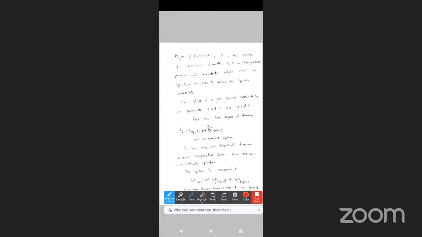And let us understand the degrees of freedom. It is the number of independent variables such as temperature, pressure, concentration, or composition, which must be specified in order to define the system completely. అంటే మనం ఏదైనా సిస్టమ్ ను డిఫైన్ చేయాలంటే ఈ ఇండిపెండెంట్ వేరియబుల్స్ ద్వారా చెప్పవచ్చును. Suppose a state of a gas can be explained by the variables pressure and temperature, or pressure and volume.